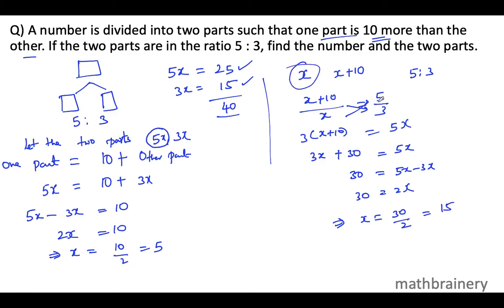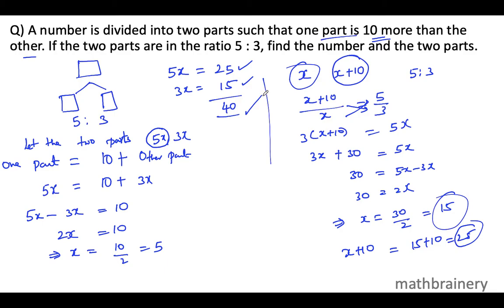That means one part x is 15. Then what should be the other part? x plus 10, which is 15 plus 10, that's 25. So the other part is x plus 10, which is 25. So the two parts are 15 and 25, and the number itself will be the sum of these two, that is 15 plus 25, which is 40.